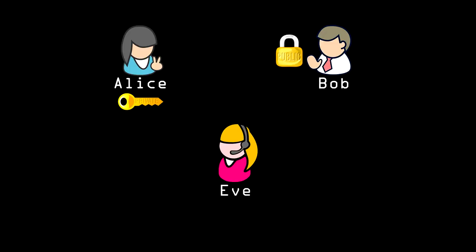The problem is, it's unidirectional. Bob can now send encrypted data to Alice, but Alice cannot send anything encrypted to Bob. Bob would have to generate his own private key and send Alice the public key so that she can send a secure message to him.